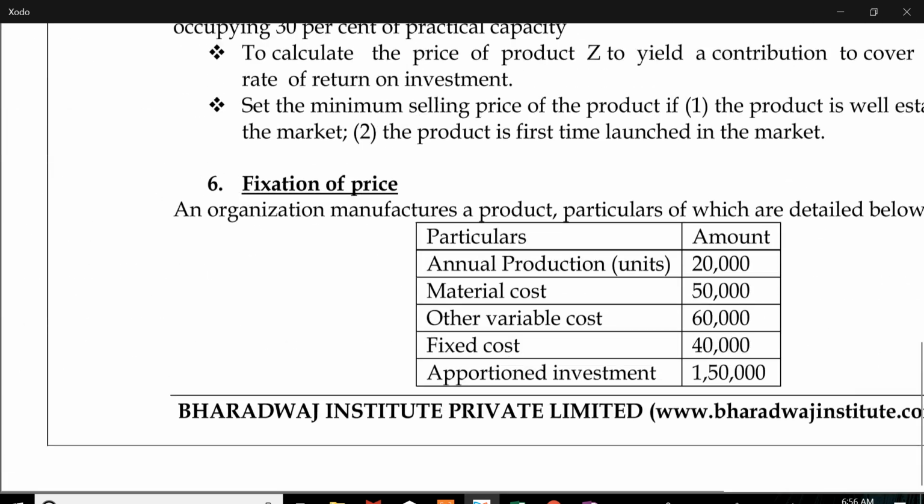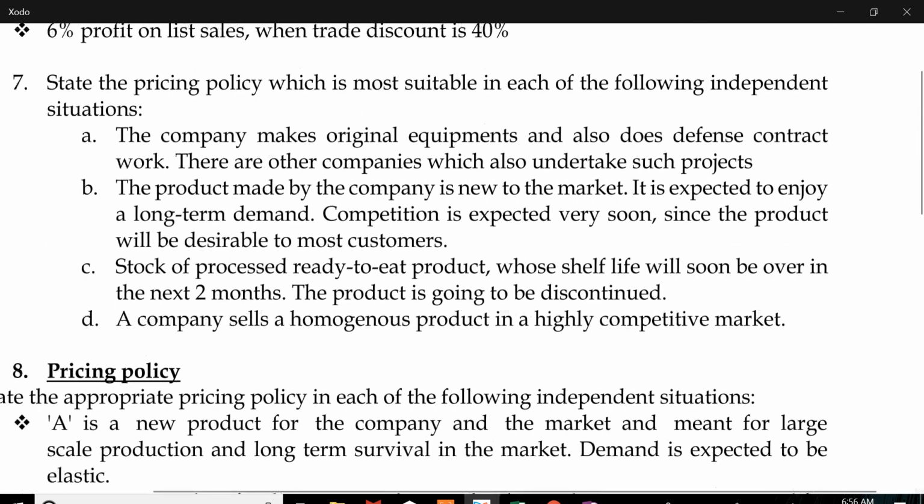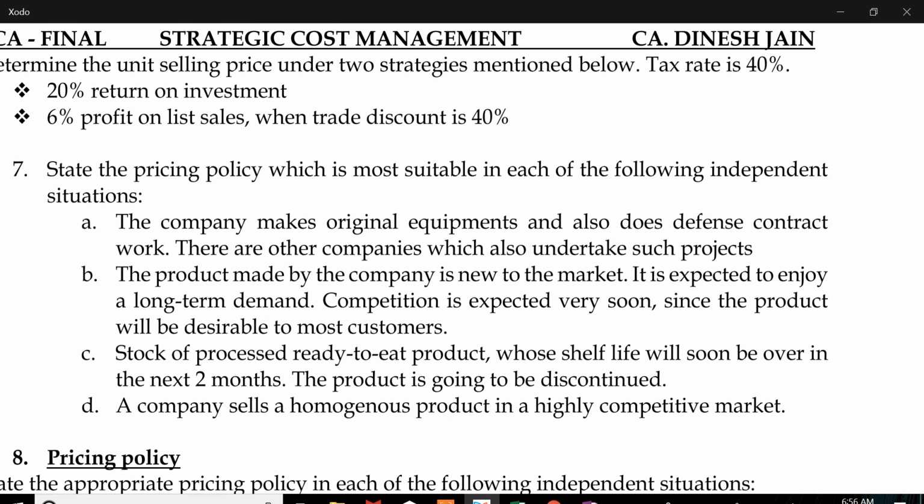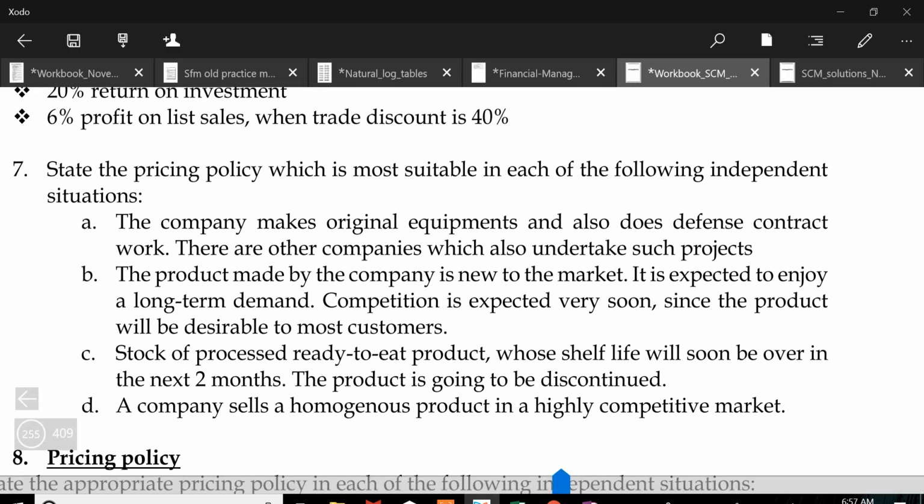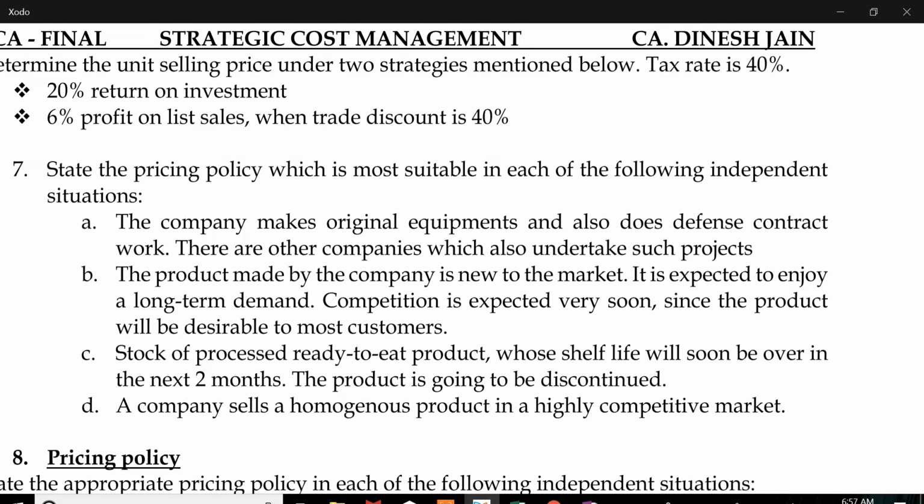We'll have a combination of problem solving. Okay, let's first do this. State the pricing policy which is most suitable in each of the following independent situations. Question 7, page 255. I'll take you through 7; 8 onwards you will write it. We'll verify the solution in the printed solution that is given.